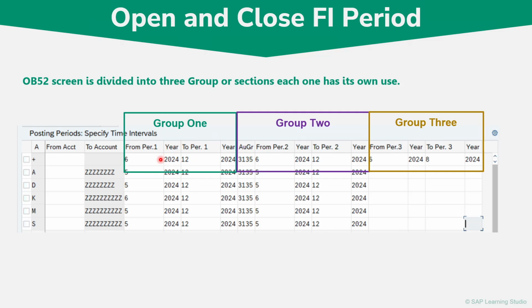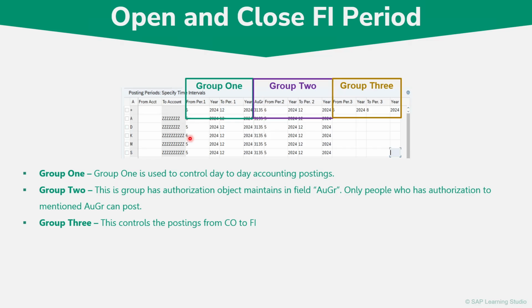And this year is your fiscal year variant year, the year which is running in the SAP, and these are your posting periods. 6 and 12 are the posting periods maintained. So group 1 is used to control day-to-day accounting postings for all the users. Whenever a general user posts an entry, the system always checks whether the period is open or not in group 1. Then for group 2, we have some authorization object, and we can maintain a different period.